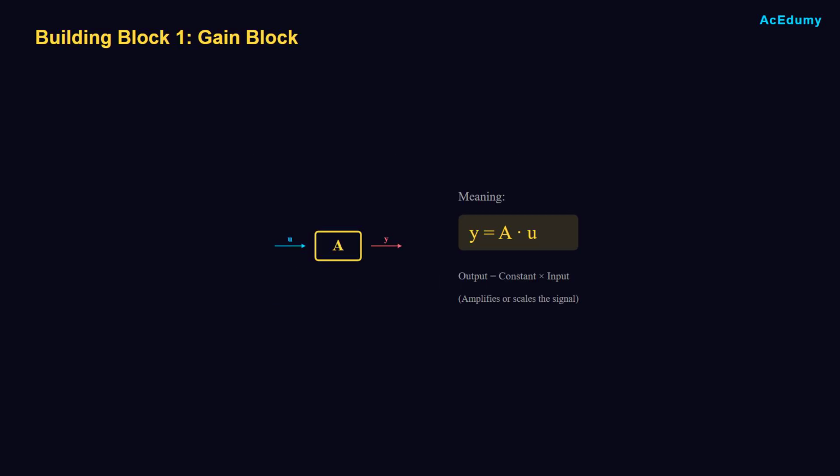The first building block is the gain block. When you see a box with a constant like a or k inside, it means the output equals the input multiplied by that constant. So, if u enters and y exits, then y equals a times u. This simply amplifies or scales the input signal. You can use any constant, a, k, or any other letter.